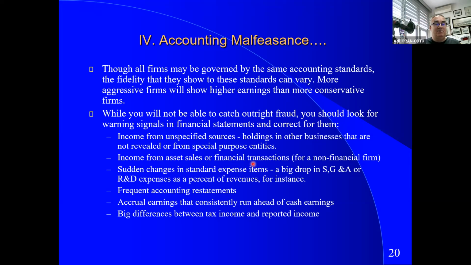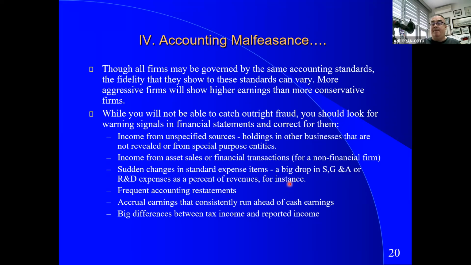Income from asset sales or financial transactions for a non-financial firm. This might be a sign that they're having problems, but they're trying to hide this by selling some assets which they've had for a long time and whose values have gone up. As a result, they seem to be selling them at a profit. So to make themselves look a little better, they might be creating these transactions.